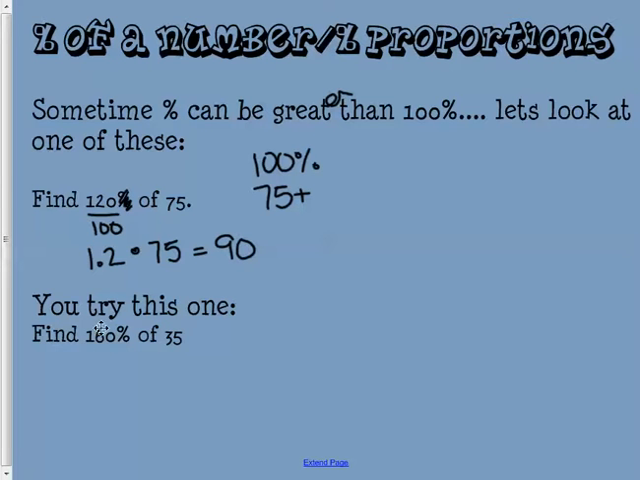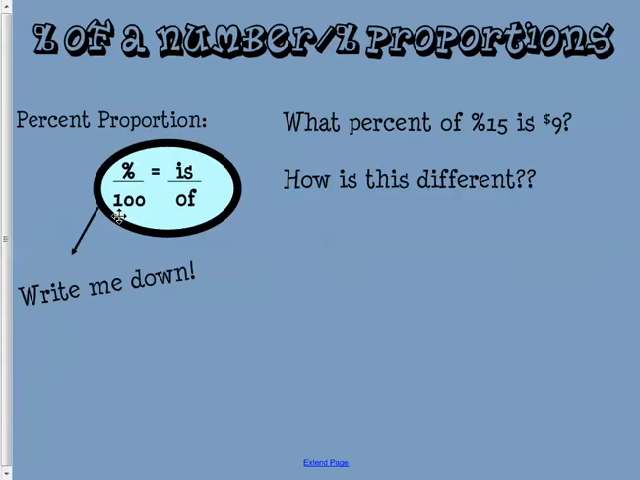Okay, your turn. Change it into a decimal and then multiply. Okay, you should have gotten 1.6 times 35, and that would have given you 56. Okay, again, that's example 3. Place a check mark next to it if you got it right. Okay, just kidding. Next thing, percent proportions.